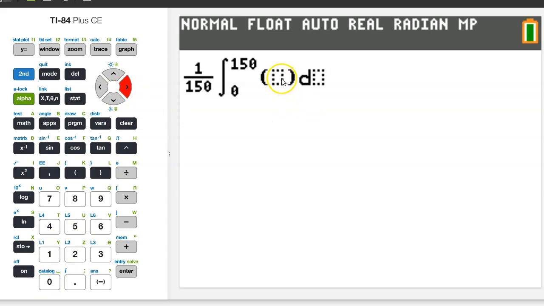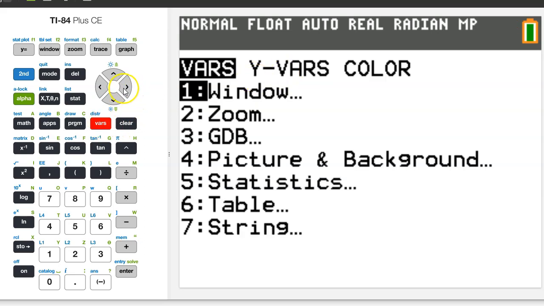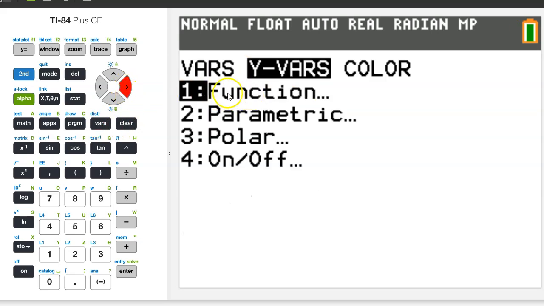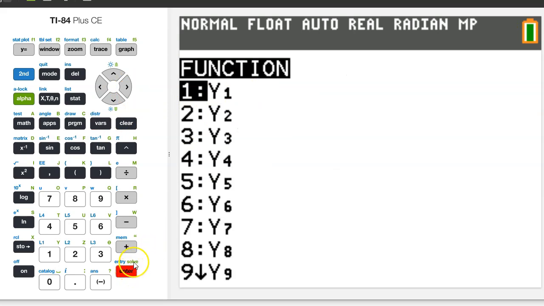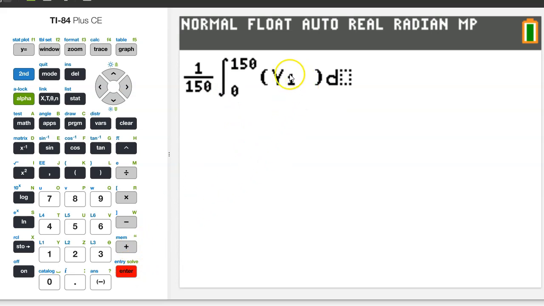So here we can refer back to the expression that we have typed in y1. So we will not type in the whole function here. Instead, we will hit the vars button, and we will switch over to yvars, and hit enter for function. And we typed it into y1. So just hit enter again. So this y1 is really our G of t. And we just finish it off with a dx. And that's it. This will be the average value of G of t.